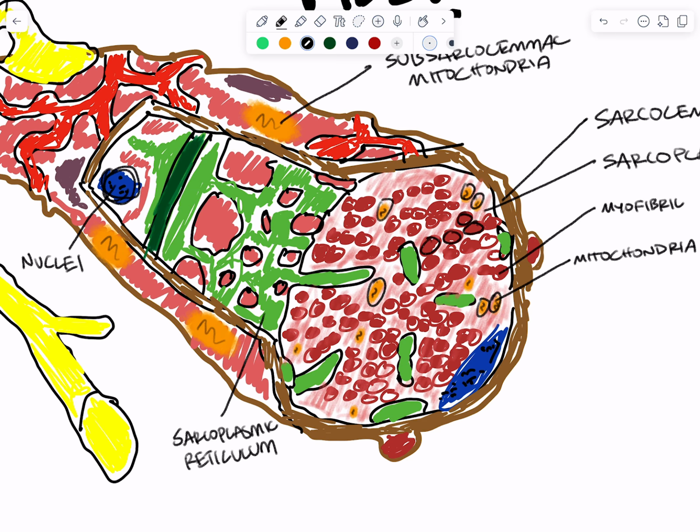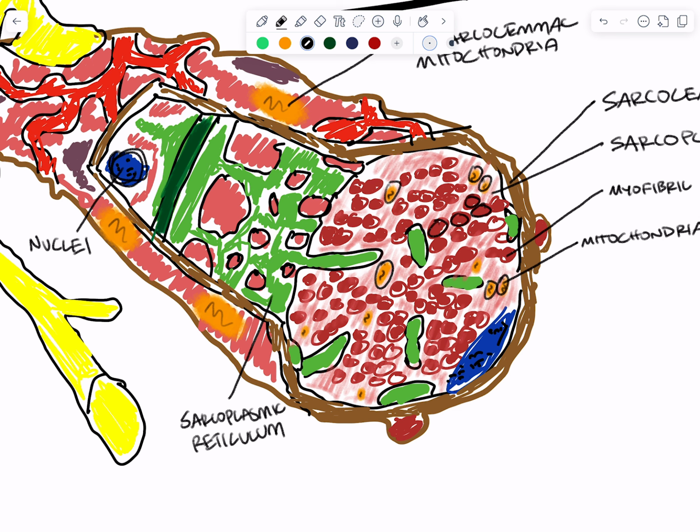If you take a look, the sarcoplasmic reticulum is a light green, but we also have some dark green here. And this dark green is going to be what is known as a transverse tubule.